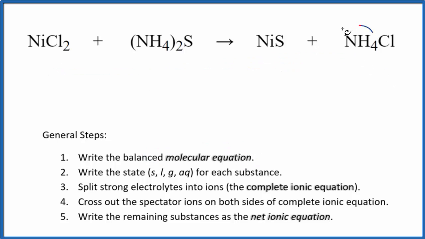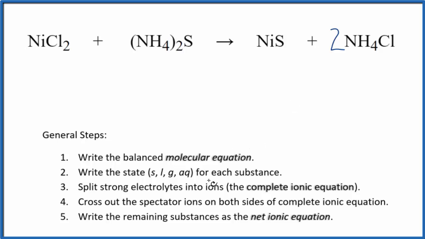I can see I have one ammonium here and two here. So let's put a 2 in front of the ammonium chloride. Now I have two ammoniums on each side, and I have two chlorines. That's good. I got two chlorines here. I have a nickel on each side and a sulfur on each side. So this is the balanced molecular equation.